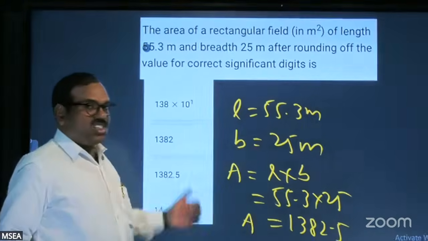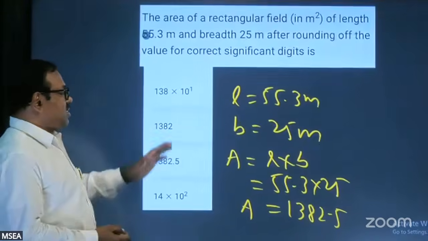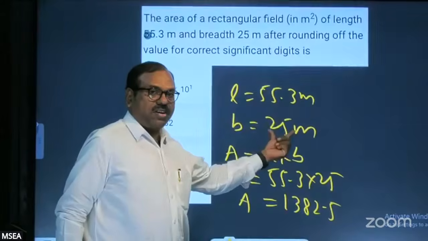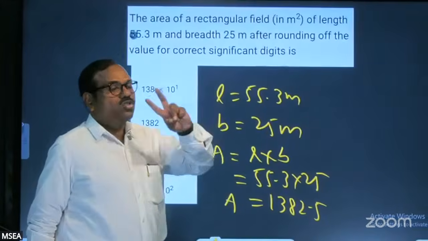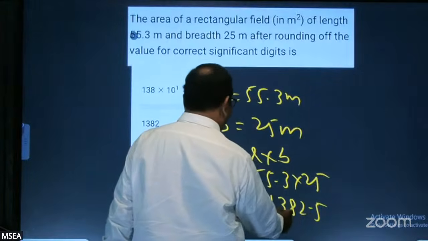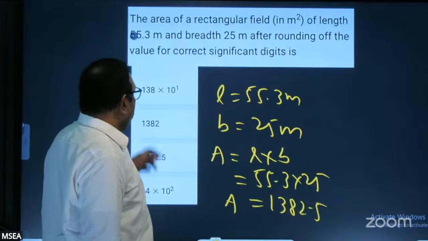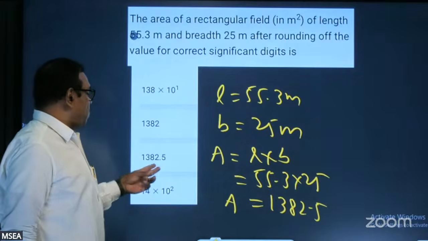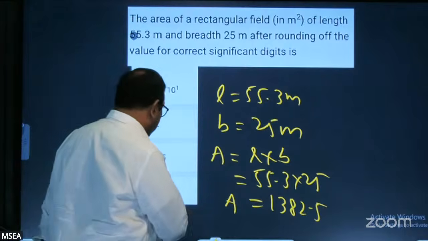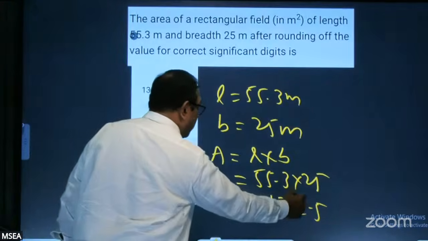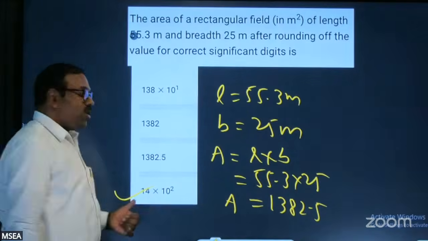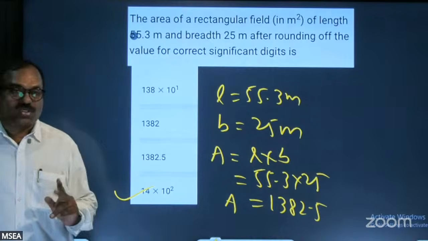But in multiplication, what do you have to take? Here the significant figures are 3 and 2, so the minimum is 2, and the answer should have 2 significant figures. But the value should not be changed, so 14 into 10 power 2, which is nearest to 1400. It has 2 significant figures. That's all. This is the correct answer.